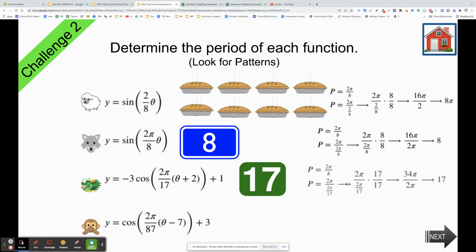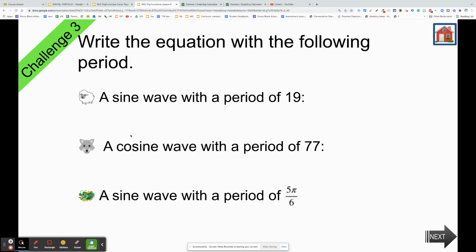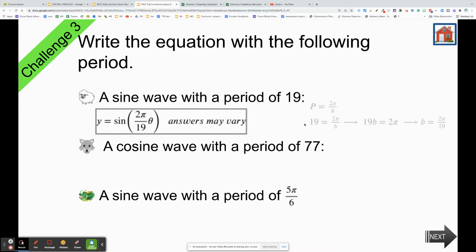Pause this video and just look at this pattern here. What do you think the period of this would be? Well, if you thought 87, you're right, and here's why. You can pause the video to look at this pattern again. Okay, what I want you to do is write a sine wave with a period of 19. Pause the video and do that, answer all these questions, and then check in with me. So one way of thinking about this would be that the period is 2 pi over 19.